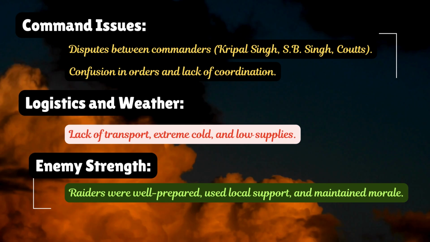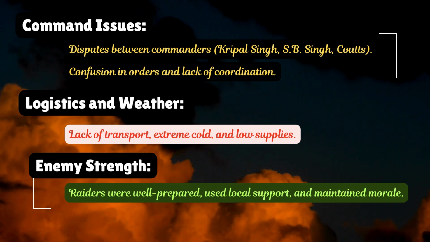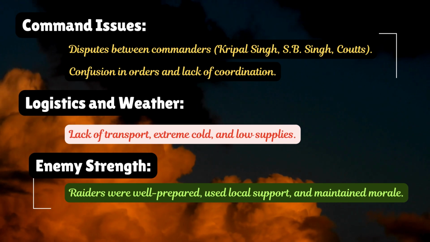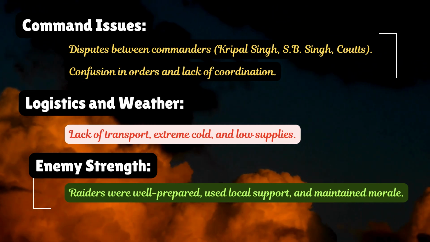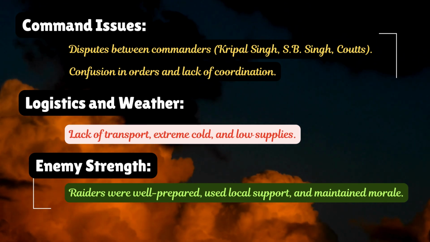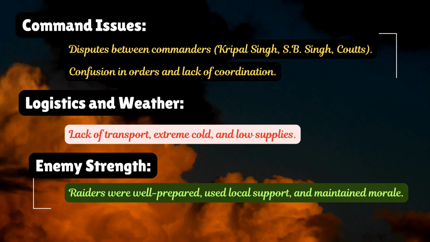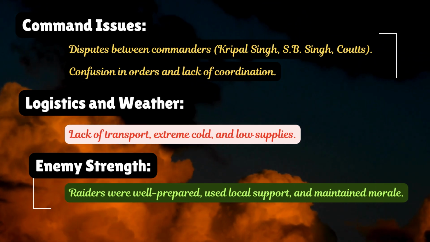2. Logistics and weather. Severe shortages. Lack of transport, low supplies, and insufficient winter gear made survival and movement difficult. Extreme weather, harsh cold, heavy snow, and blizzards slowed down progress and drained morale.